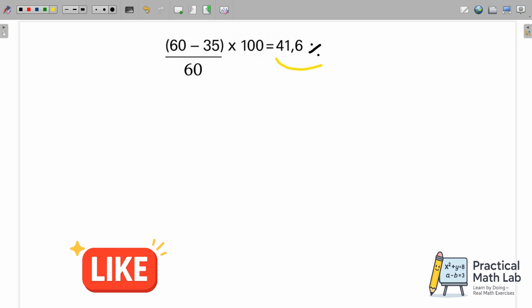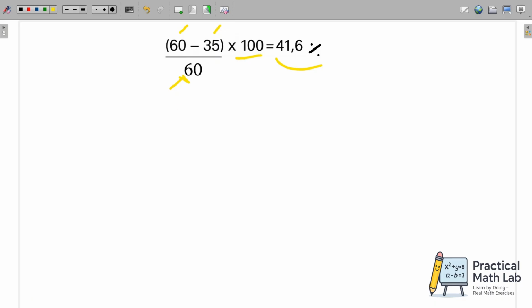Now, let me explain this formula, and I'll also show you another way to solve this problem. The formula is the initial value, which is 60%, minus the final value, which is 35%, divided by the initial value times 100.